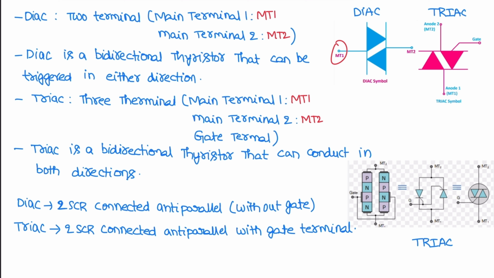Diac is a bidirectional thyristor that can be triggered in either direction. So triac is also a bidirectional thyristor that can conduct in both directions. It has three terminals. Diac has two terminals. So diac means two SCRs connected anti-parallel without gate, and triac is two SCRs connected anti-parallel with gate terminal.